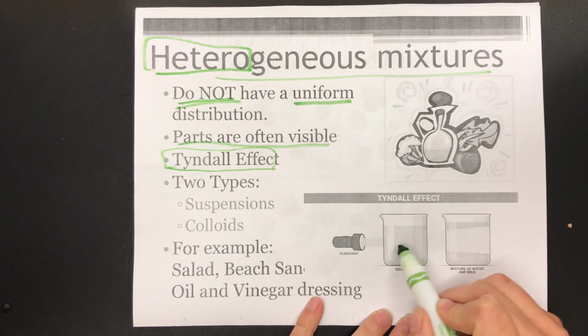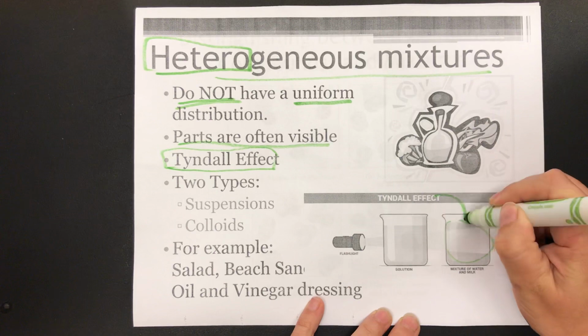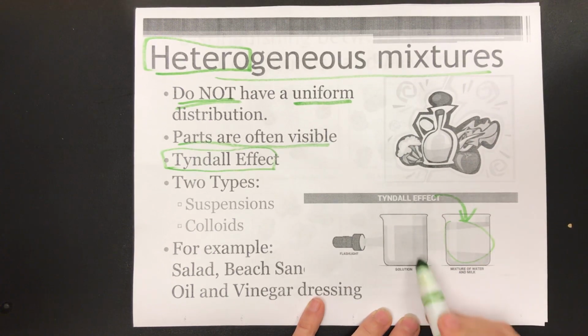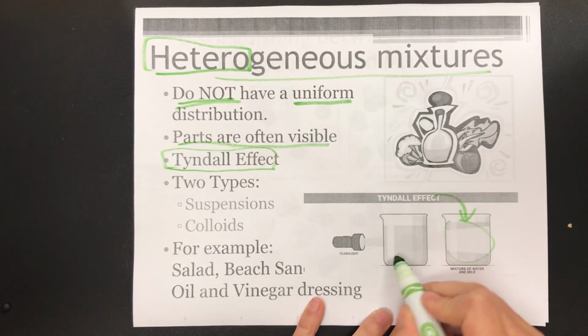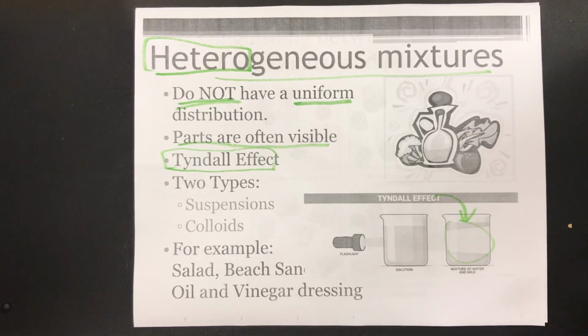So if you shine a light through it and you can actually see the light going through it, then this is the Tyndall effect, okay? This is the Tyndall effect because you can see that light passing through it. And this is a solution. This is a homogeneous. You can't see that light going through it at all. So think about a laser pointer. When you have a laser pointer in class, okay, you can only see the red dot on the wall. You can't actually see the red laser going through the air because air is homogeneous. Now if I had a fog machine and I turned the fog machine on, you can actually see that ray of the laser. Again, that fog is a heterogeneous mixture.